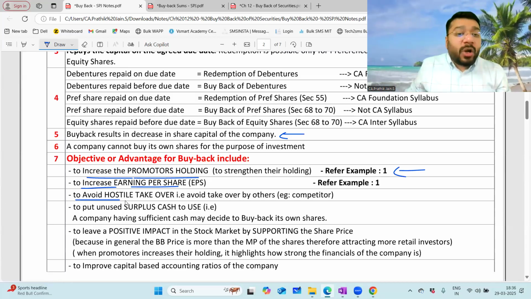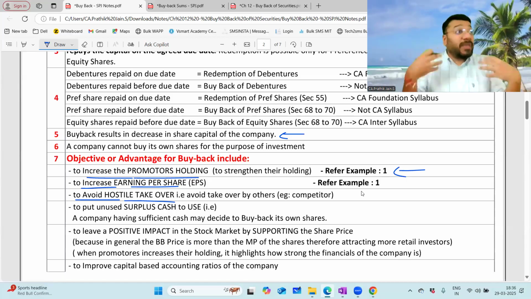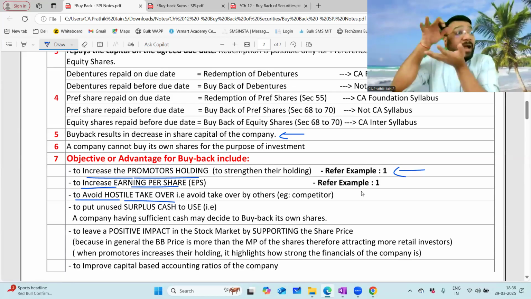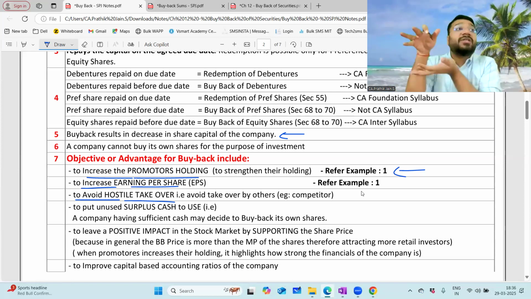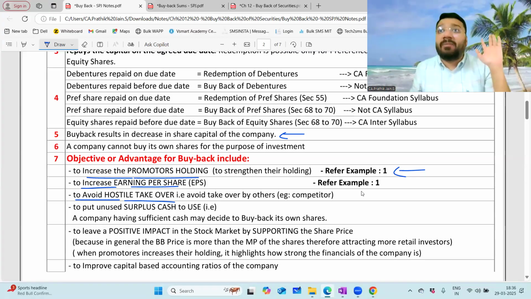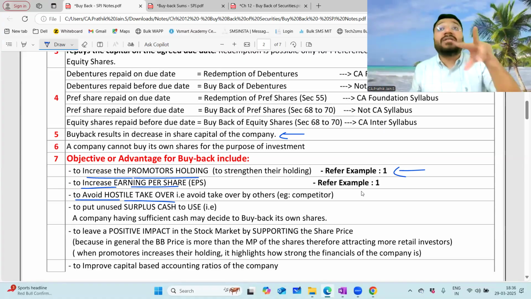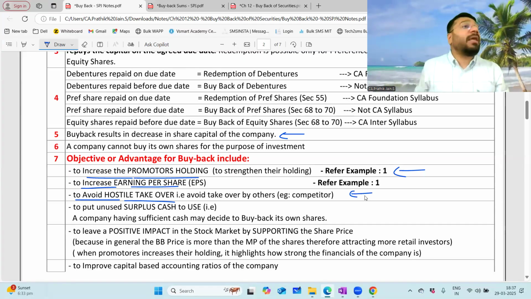Next is to avoid the hostile takeover. It means, when the shares are in the open market, public, gradually our competitors or an external party will start buying those shares without the company's knowledge, in different names. After a point, you see that that person holds the majority of the shares. So when the competitors or any other person holds a major share, they can interfere with the management of the company. They can create problems in the management and in the decision-making process of the company. So to prevent the hostile takeover, buyback is allowed by the Companies Act to the shareholders.